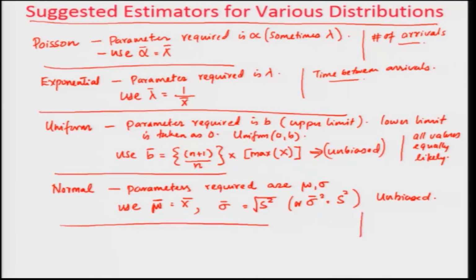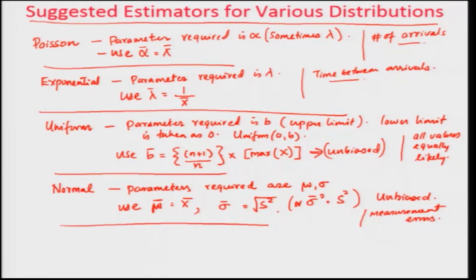Normal, this is used for measurement errors. Okay. That is what we are using the normal distribution for, measurement errors or things where it's a symmetric distribution, going from negative infinity to positive infinity. Okay. So, for that you use mu bar equal to x bar and sigma bar equal to root of s square, or sigma bar square equal to s square.